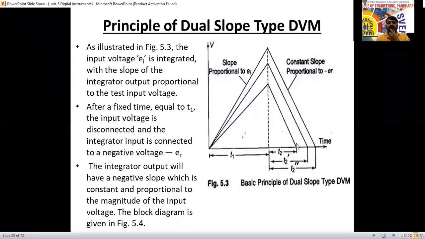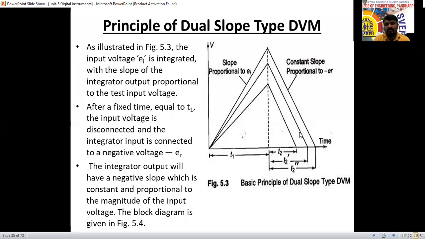See here, this is the principle of the dual slope DVM, the digital voltmeter. We have slope 1, slope 2, slope 3. Same for the positive, it is constant and proportional to the negative, 1, 2, 3. For the charging we have taken T1. According to this T1, the input EI value and the reference value are equal. EI2 with reference ER2, EI3 with ER3. Based on that, the time taken for discharge is T2, T2 dash, T2 double dash, like that.